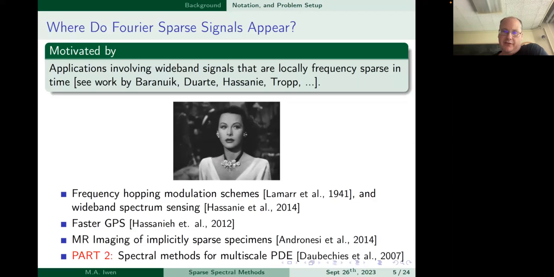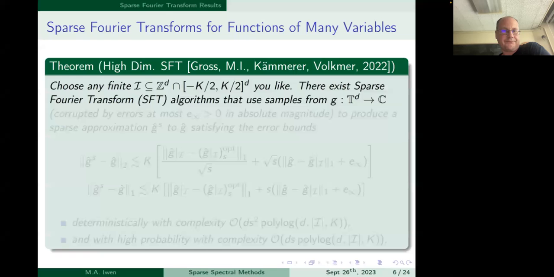The main thing that I'm interested in here, though, are these multiscale PDE and high dimensional PDE applications that were first considered by Ingrid Daubechies about 10 years ago, where we'll be applying these things now.